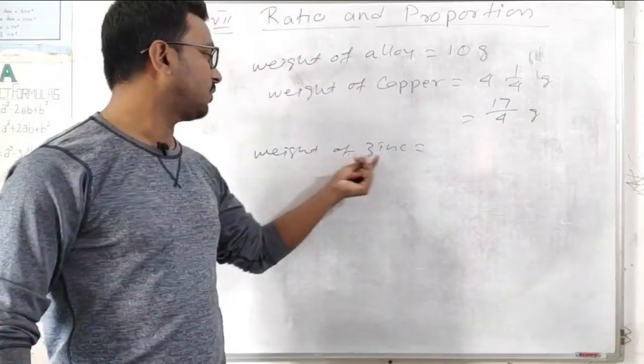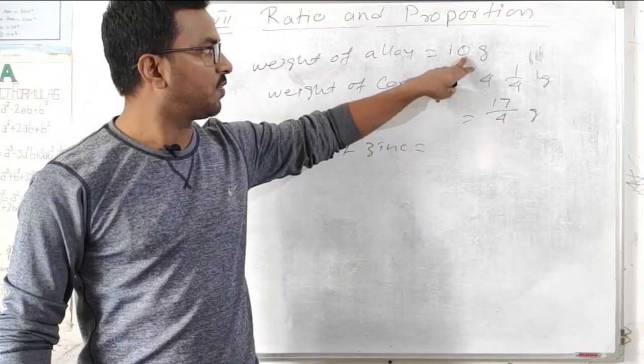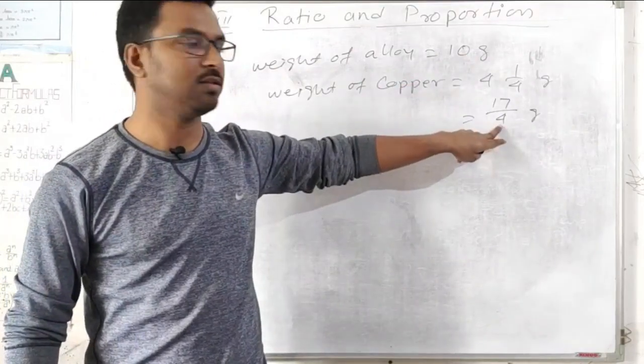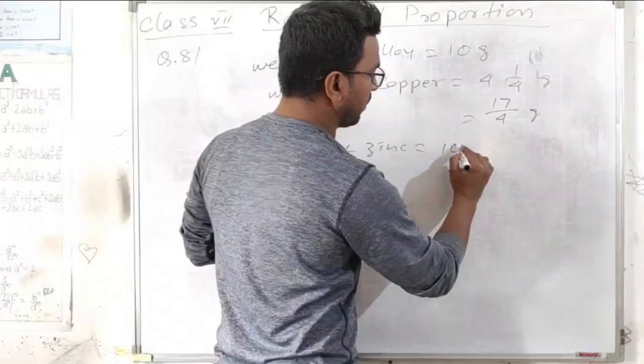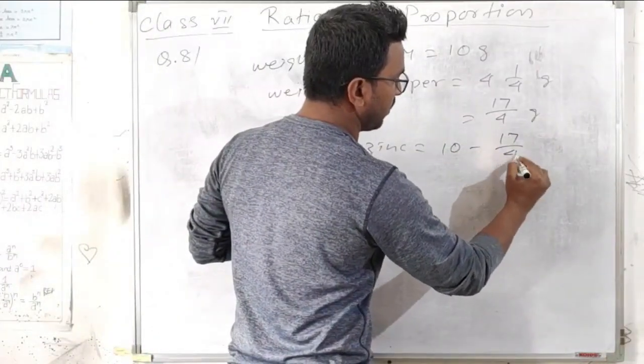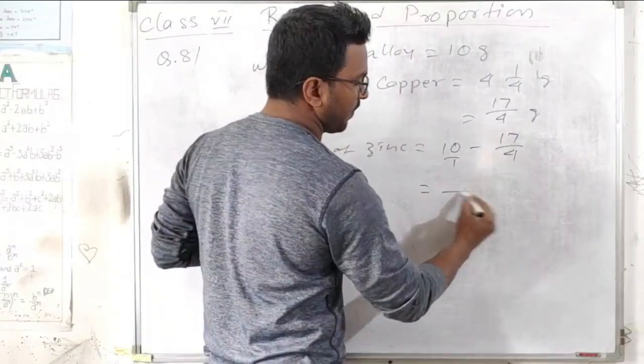So you have to find the weight of zinc. The weight of zinc will become what? If you subtract this from the total weight, you will get the weight of zinc. So it will become 10 minus 17/4. Okay, so what we'll do, we'll take the LCM. LCM is 4.